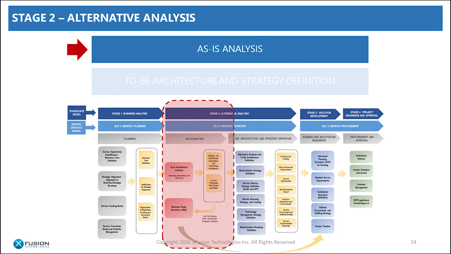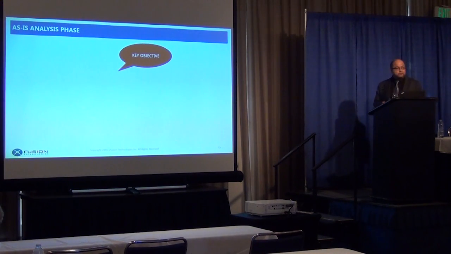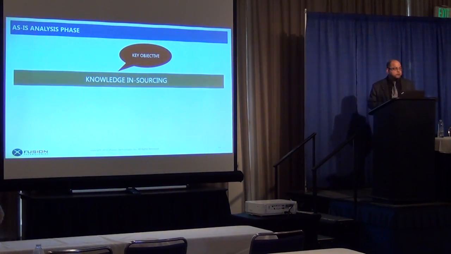In the next phase, the alternative analysis, which we call S2AA, we do as-is analysis and to-be architecture definition and the strategy definition, right? So let's look at the as-is analysis. In the as-is analysis phase, the key objective is knowledge insourcing. Know your system, know your business.